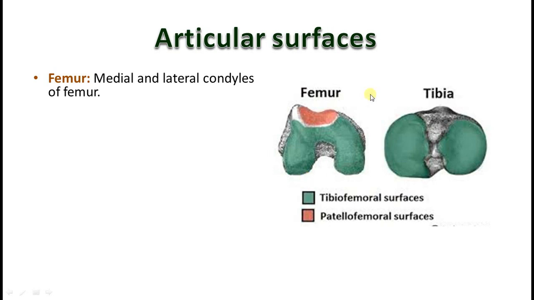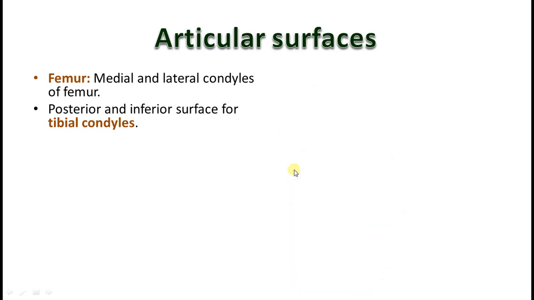And if you look at the patellar articulating surface over the anterior surface of the lateral condyle, it is a bit extensive on the lateral side. The same thing you will also find when you see the articulating surface of the patella, that is, the posterior surface of the patella articulates with the femur. So posterior and inferior surfaces are for the tibial condyles, as I told you.